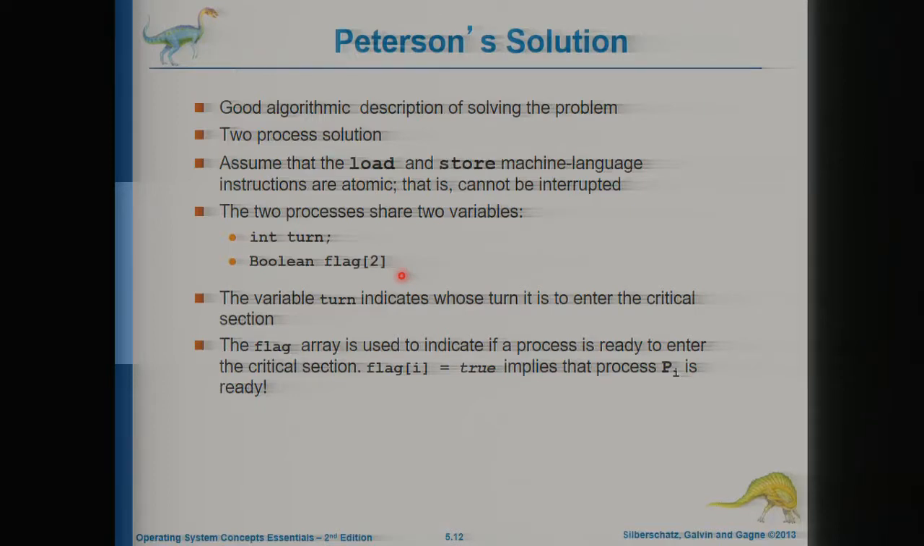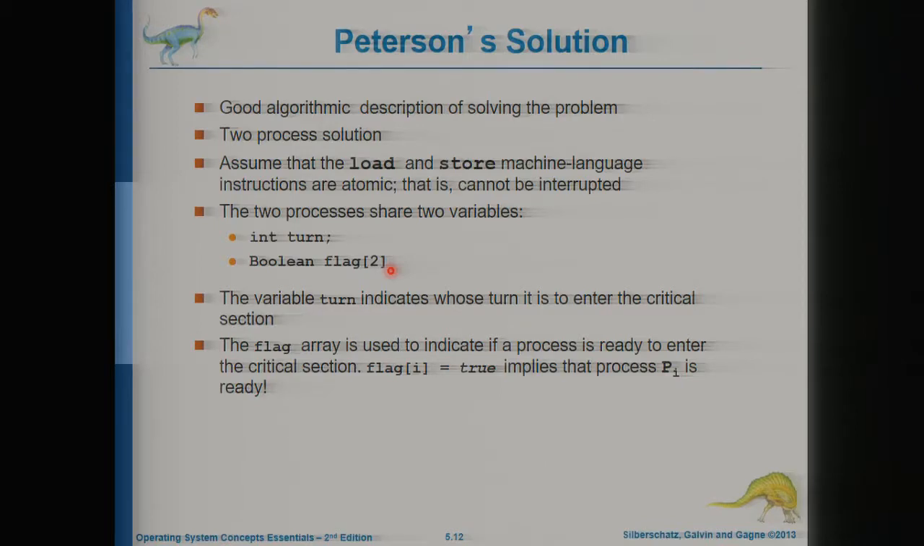In this case, we have two variables, as you see here: turn and flag of 2. Flag is an array of 2. Turn indicates which process has to go next into execution, the ith process or the jth process. And flag indicates that if the flag is set to true, it means that process is ready to enter its critical section and is seeking permission to enter the critical section.